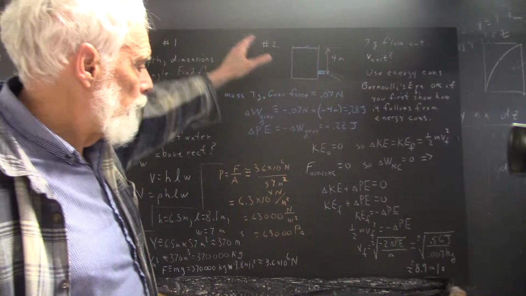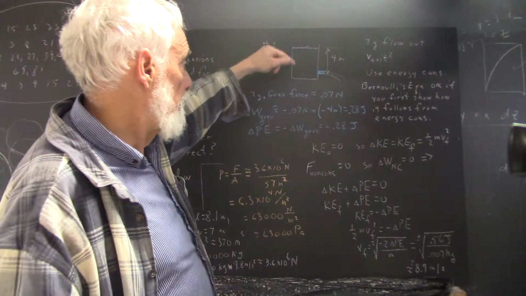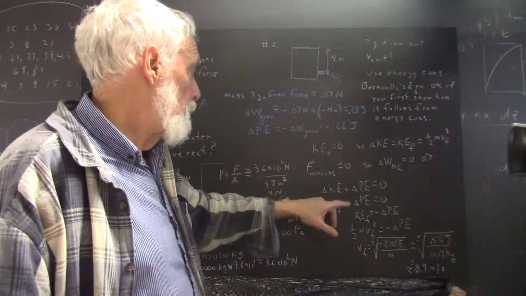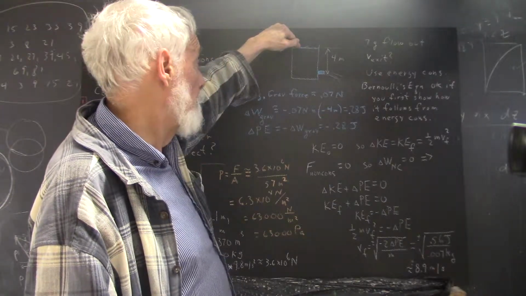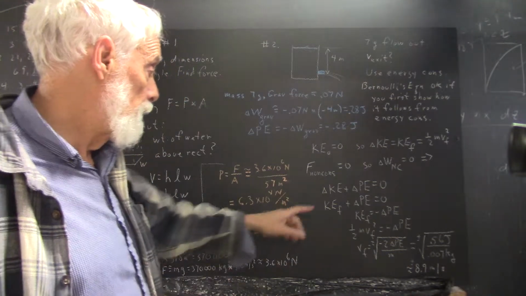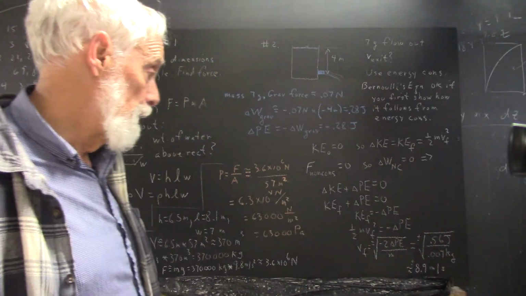Okay, so that's how we think through this. We calculate the potential energy change of that 7 grams. We set that equal to the kinetic energy change, where we assume the kinetic energy at the surface, the velocity, is 0. Down here, then we've got to have a velocity, so our kinetic energy change matches the negative of our potential energy change.